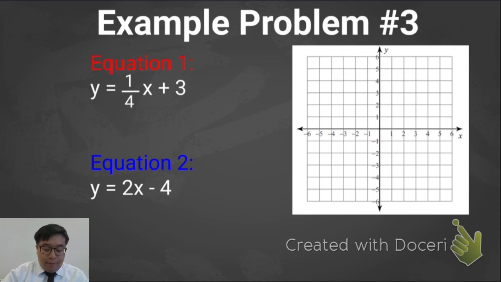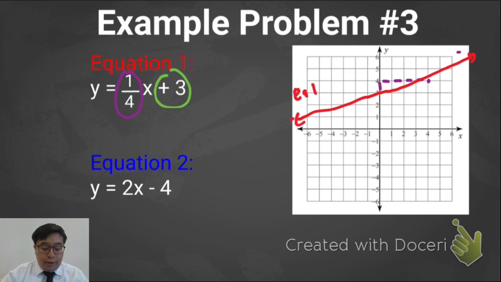If this is my b value, where should my starting point be for equation 1? I need to move up 3 spots. That would be my starting point. And taking a look at the slope, which direction do I need to move to reach my next point? Since my slope is 1/4, I need to move up 1 spot and to the right 4. So my next point would be right here. Connecting the 2 dots, I know that my graph is going to look like this. That would be equation 1.